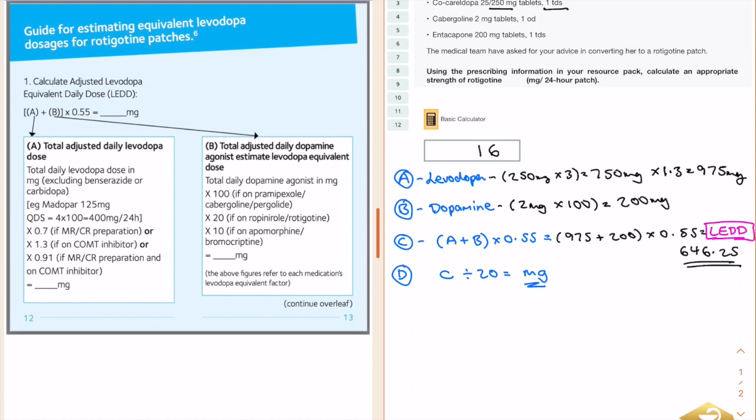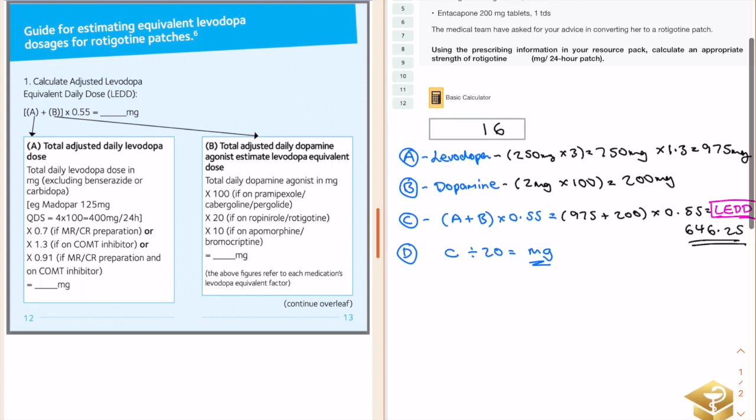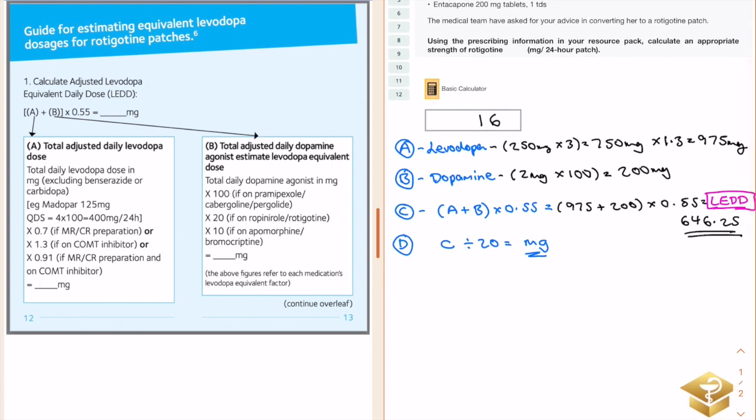So we've calculated 646.25 for our answer in C, and in the last stage of the process, stage D, we take our answer C and we divide it by 20 to get the amount of milligrams of rotigotine the patient will need in 24 hours. So we do 646.25 divided by 20 on our calculator. That gives us an answer of 32.3125 milligrams of rotigotine they're going to need in 24 hours.